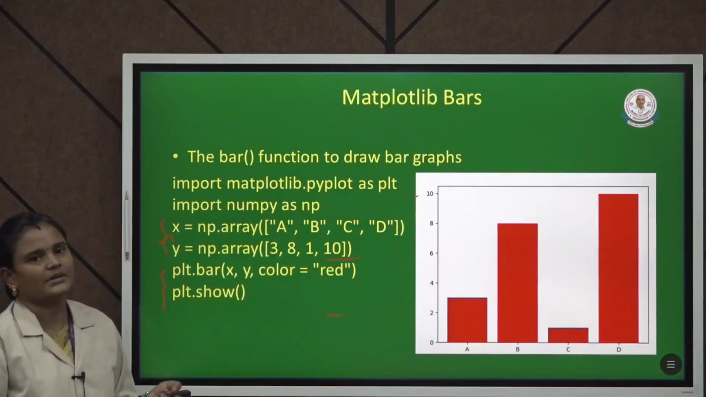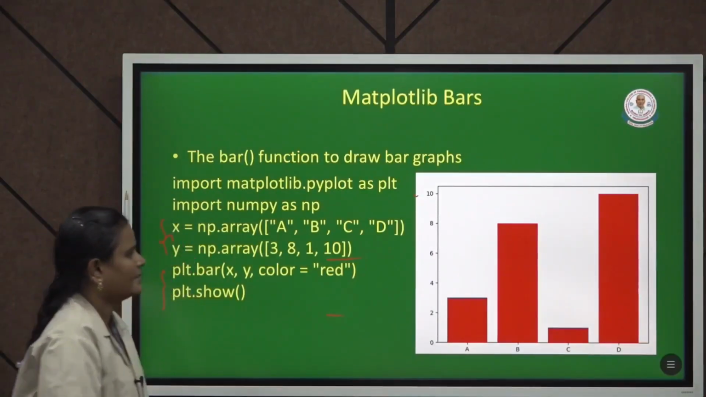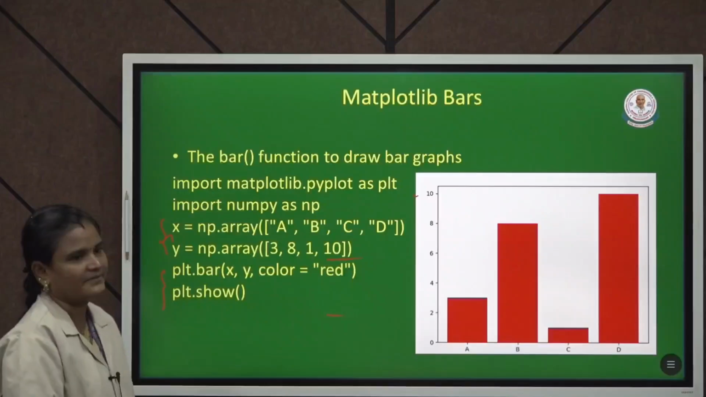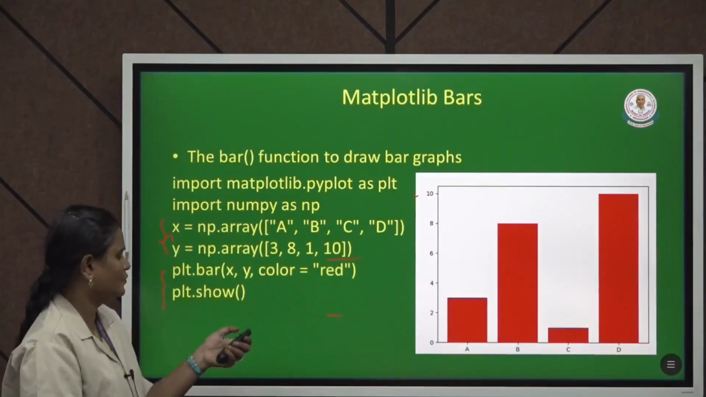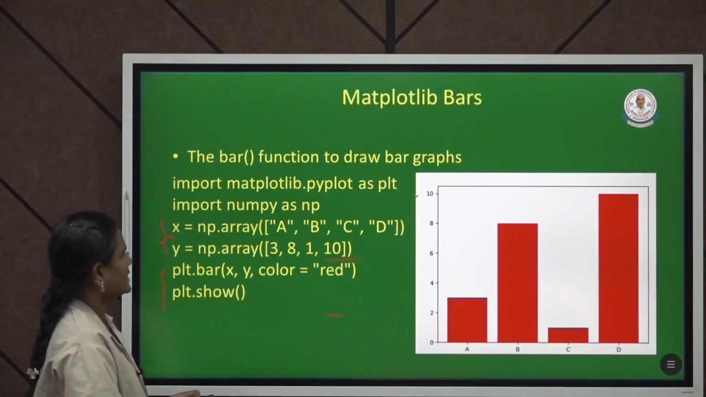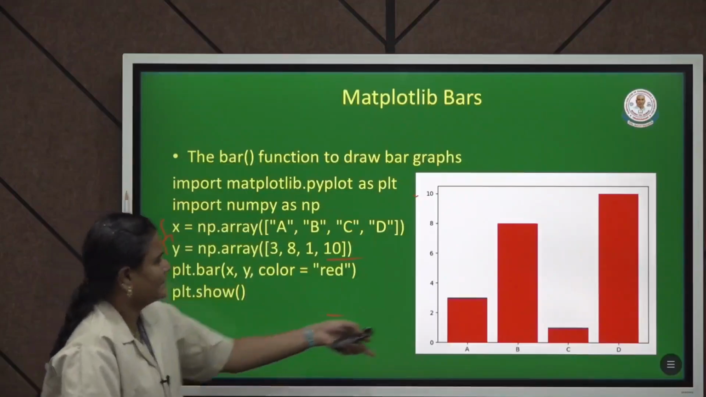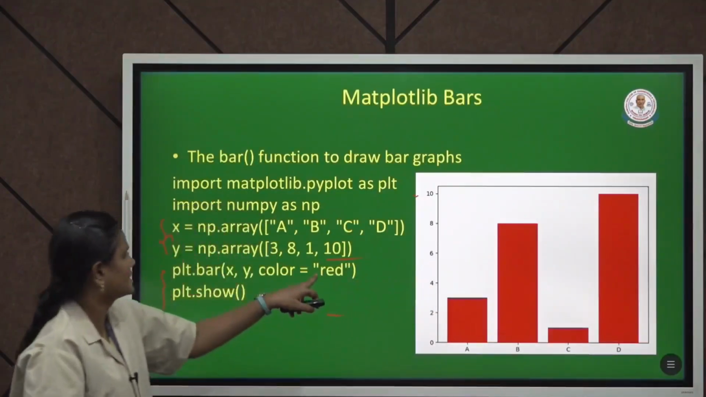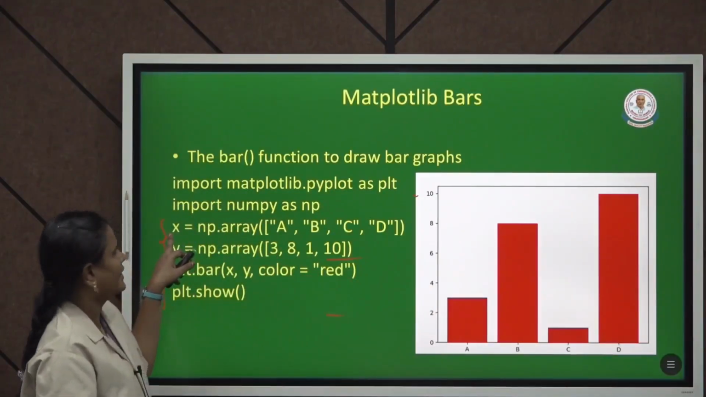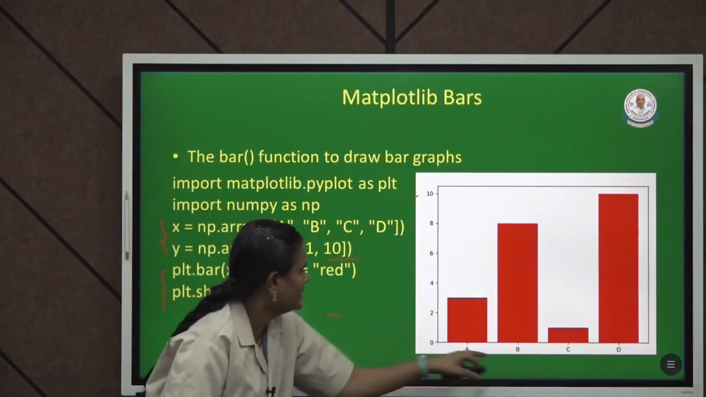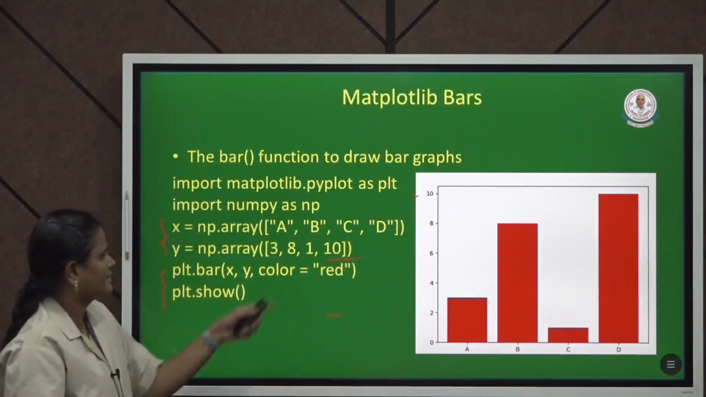And the second one is the bar graph. In the bar graph we can generate different types of bars, that is horizontal bars and vertical bars. In this vertical bar graph we are giving the color red, the values as an NP array of A, B, C, D, and the Y value is a numerical value.